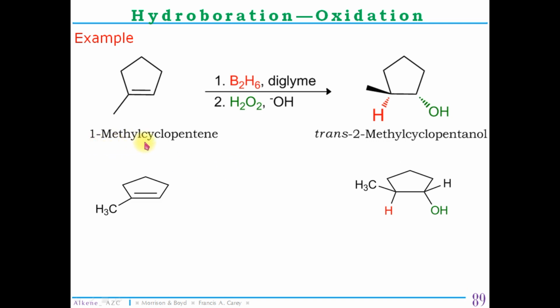Example where 1-methylcyclopentene upon hydroboration oxidation gives trans 2-methylcyclopentanol. Here we can see both hydrogen and hydroxy group are on same side. So it is syn addition.